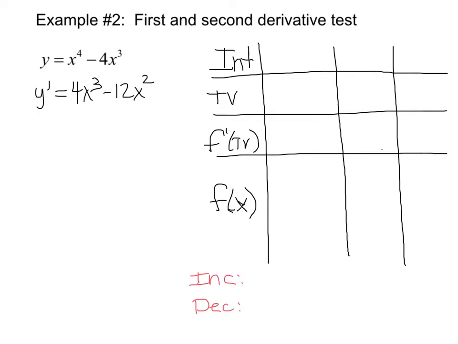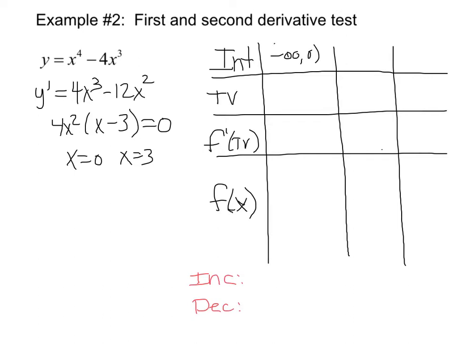And right off the bat, you can see that you can go ahead and factor out a 4x squared. And we have 4x squared times x minus 3 equaling 0, giving us critical values of x equaling 0 and x equaling 3. So those are my two critical values that are going to define my intervals that I need to look at. So we want to look at negative infinity to 0, 0 to 3, and 3 to infinity.